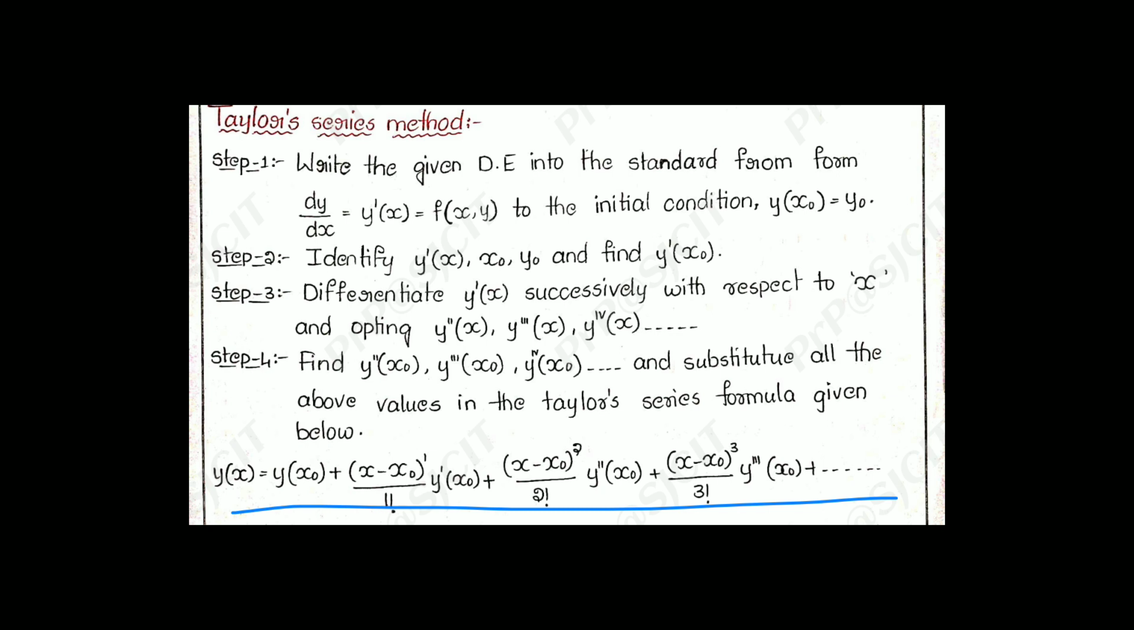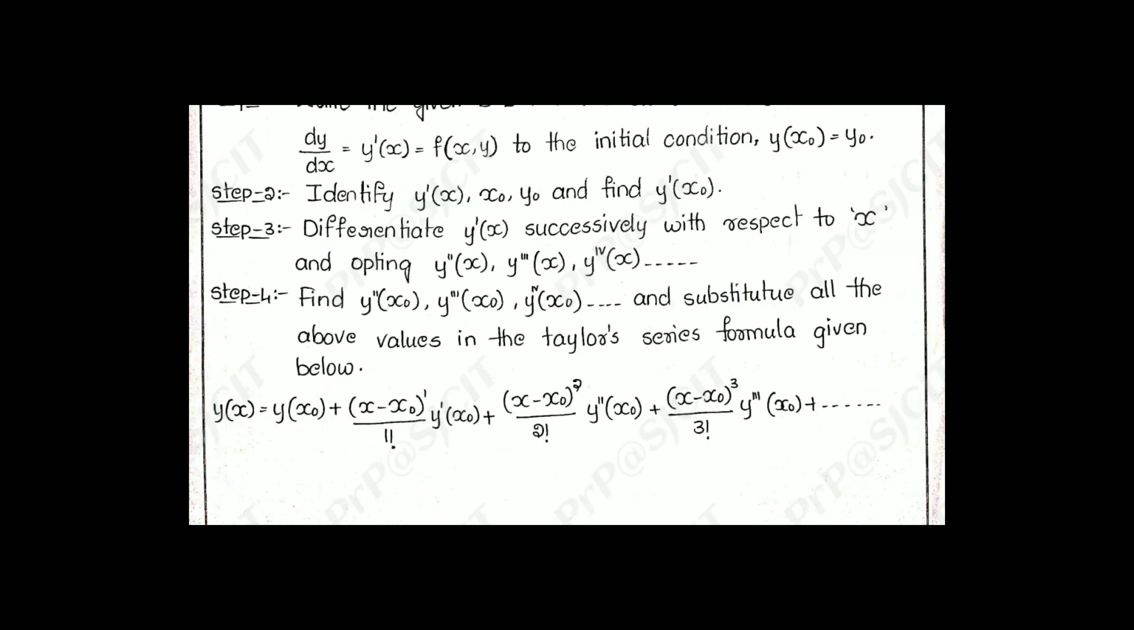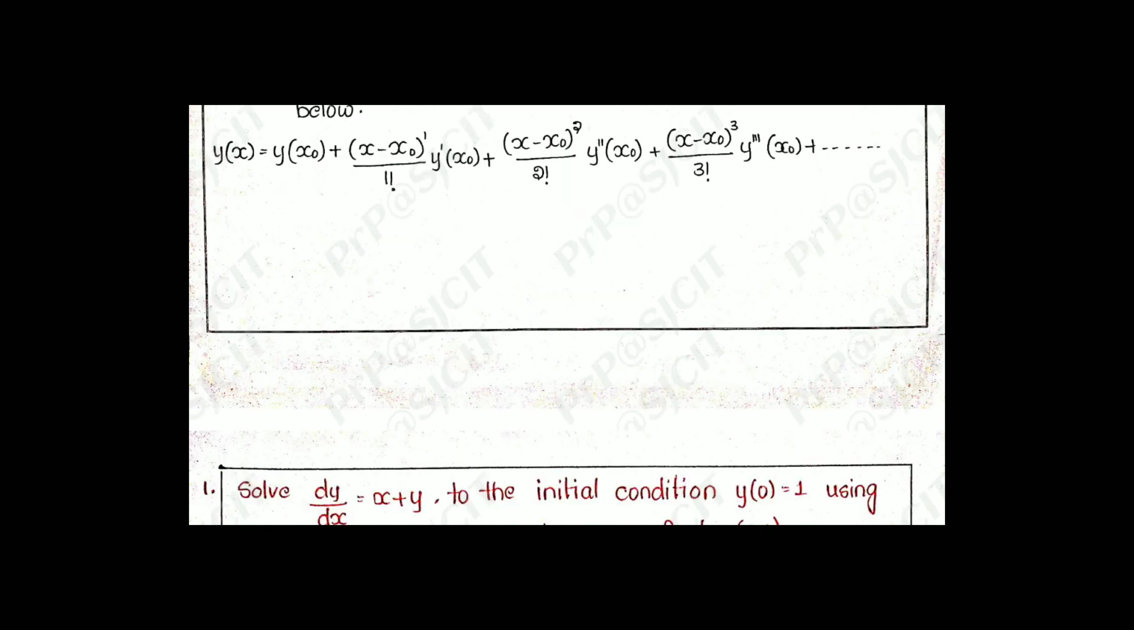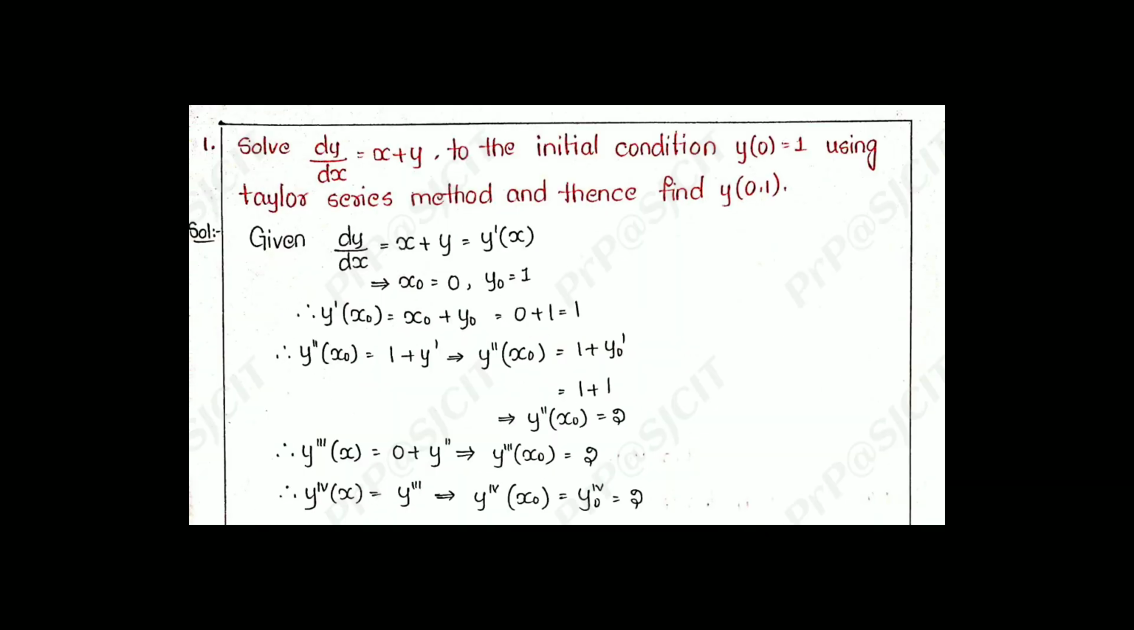The formula is y of x naught plus (x minus x naught) to the power 1 divided by 1 factorial y dash x naught plus (x minus x naught) whole square divided by 2 factorial y double dash x naught plus (x minus x naught) cube divided by 3 factorial y triple dash x naught plus, and so on. This is the formula to find the Taylor series method, and we saw some examples regarding that.